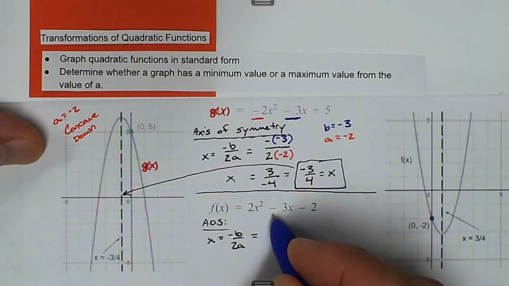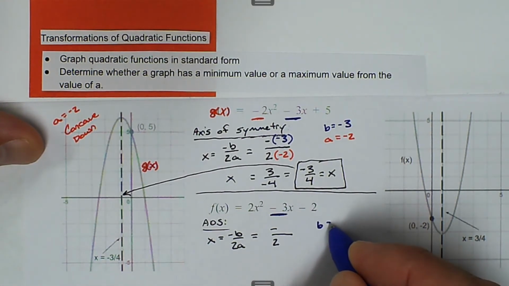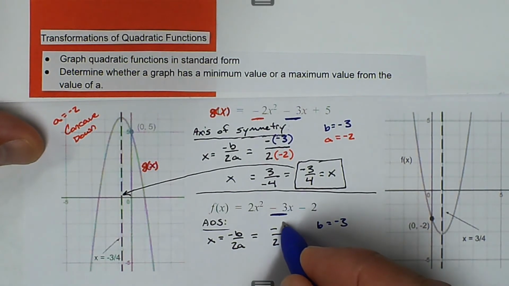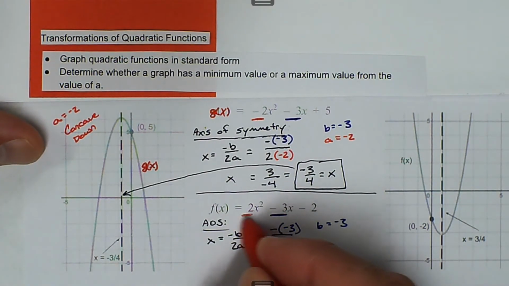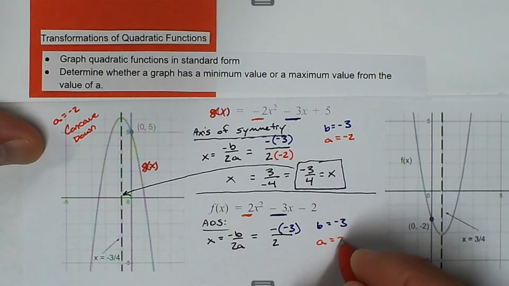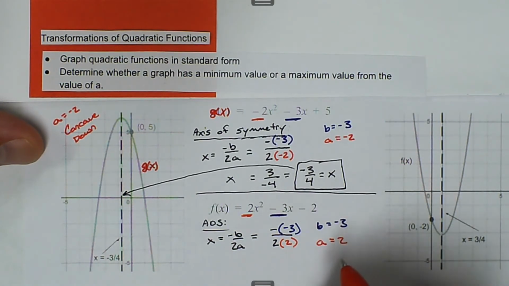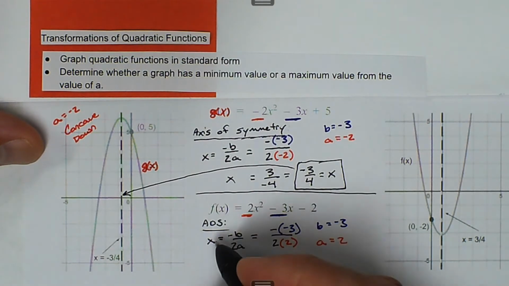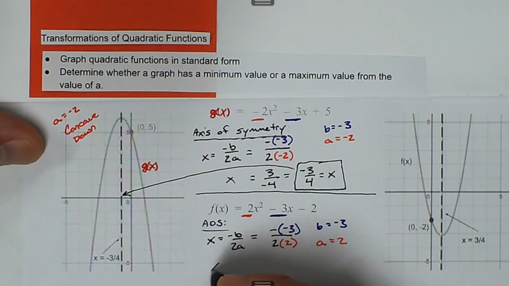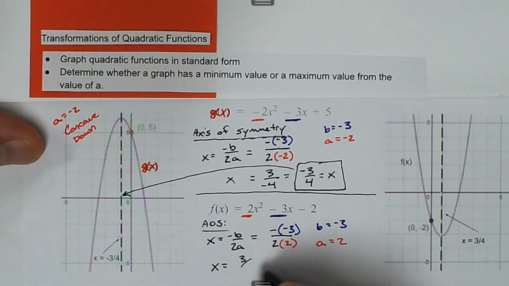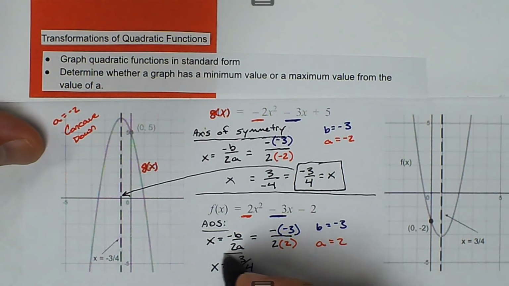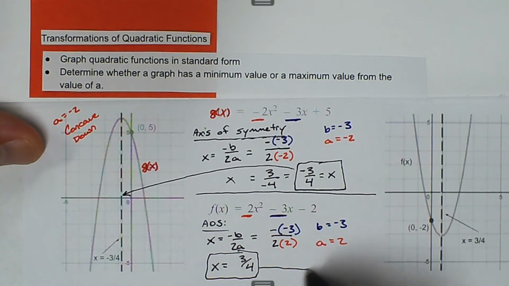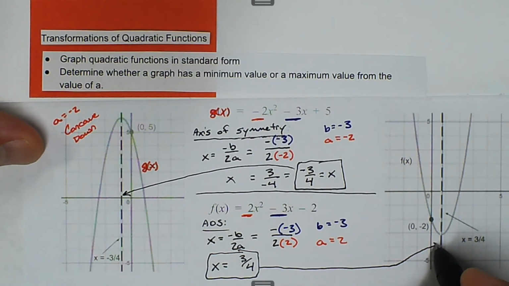And our b value in this case is still -3. So b is equal to -3. So I'm going to substitute in a -3. And the a value is equal to 2. So substitute in a 2 in the denominator. And then we get x equals negative times negative is positive, so that becomes 3 over 4. So x equals 3 over 4. So that's our line of symmetry right there.